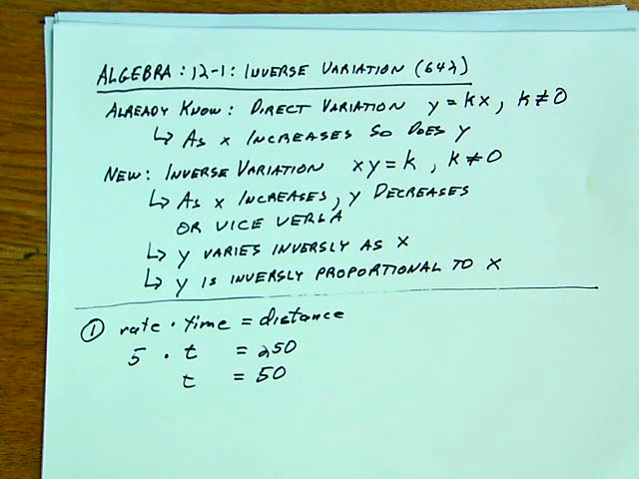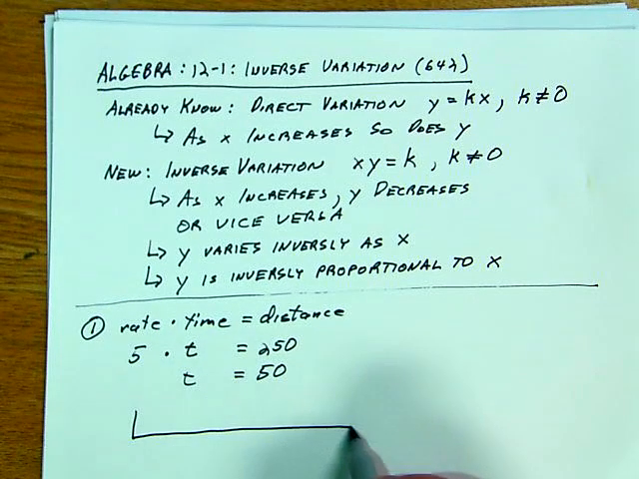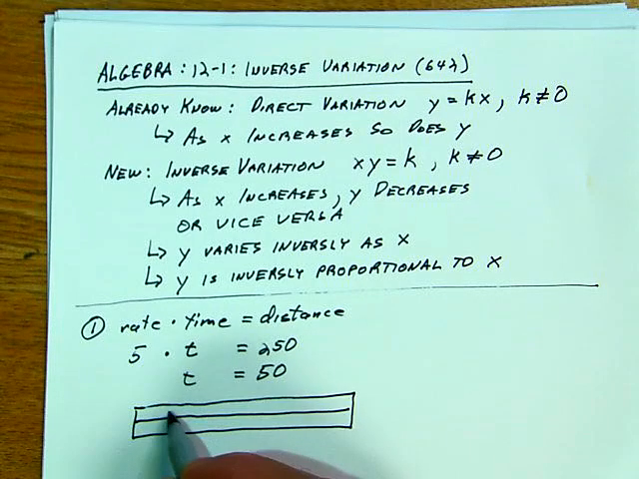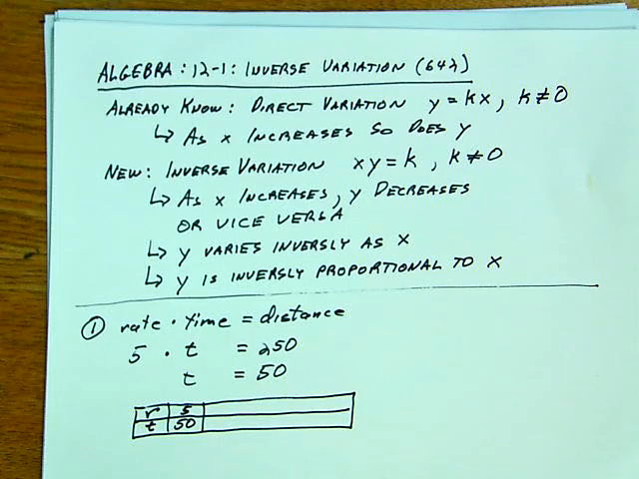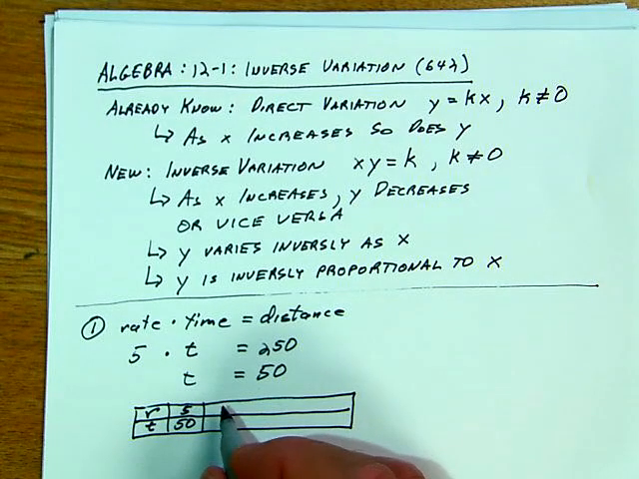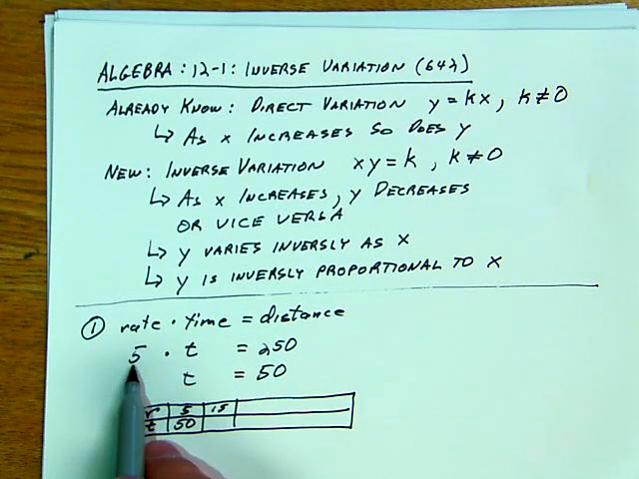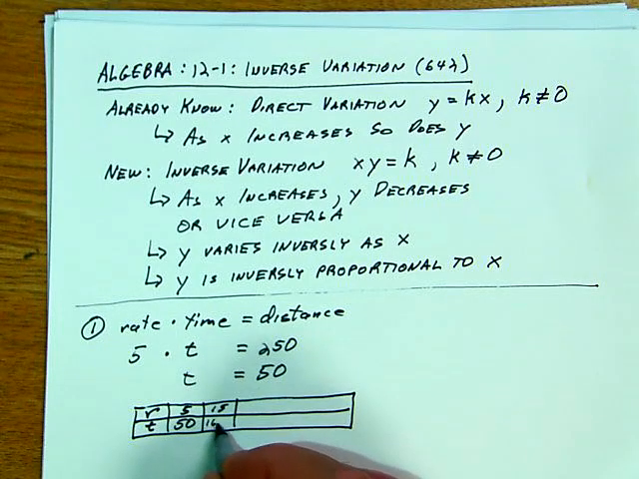Okay? So if we were to fill out a chart on that, and I'll just do a simple chart. The more complex one is in your book. All right? So we've got our rate and our time, and we know that at 5 miles per hour, we're going to take 50 hours to go the 250. What happens if we said, well, let's go 15 miles per hour? If you do the calculation and change this number to 15, you're dividing 250 by 15, and when you do that, you get 16.7.